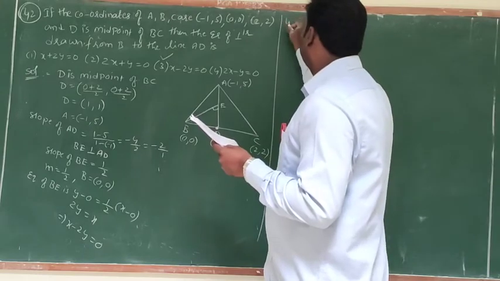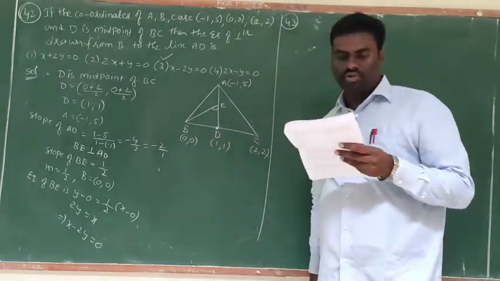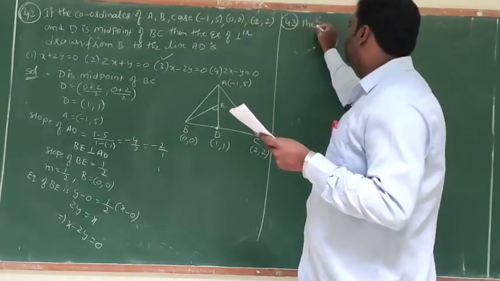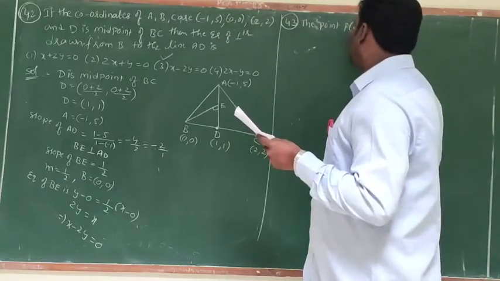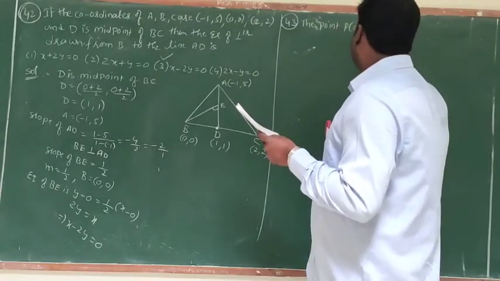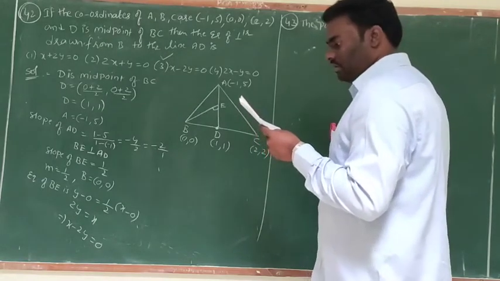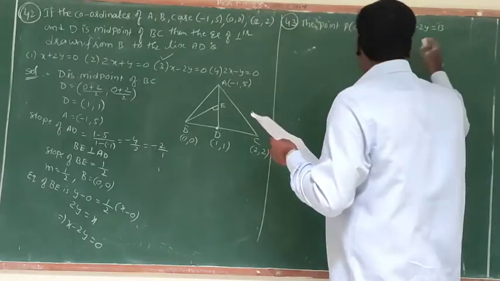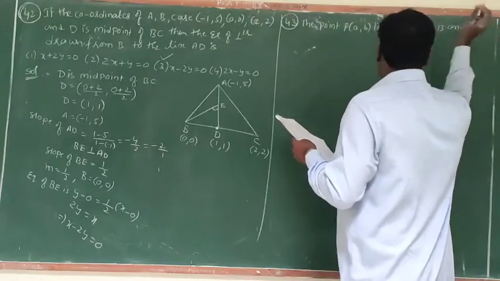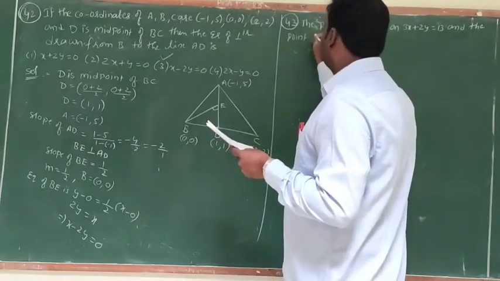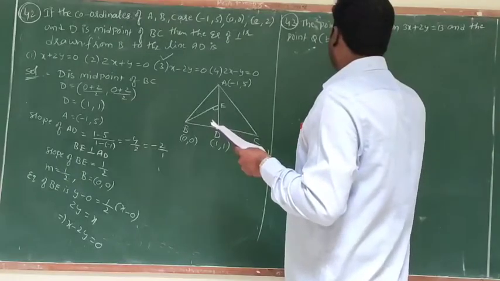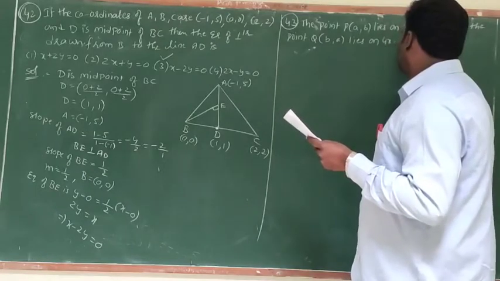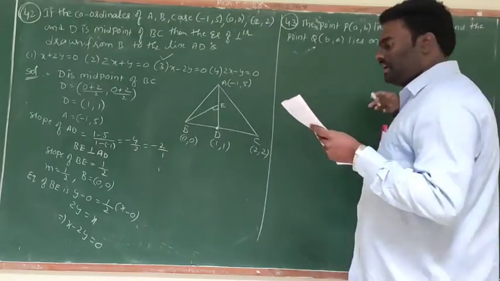Next, we will discuss question number 43. The point P (a, b) lies on 3x plus 2y equals 13 and the point Q (b, a) lies on 4x minus y equals 5. Then find the equation of PQ.